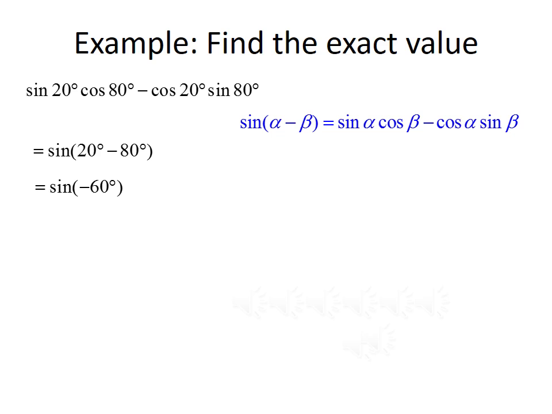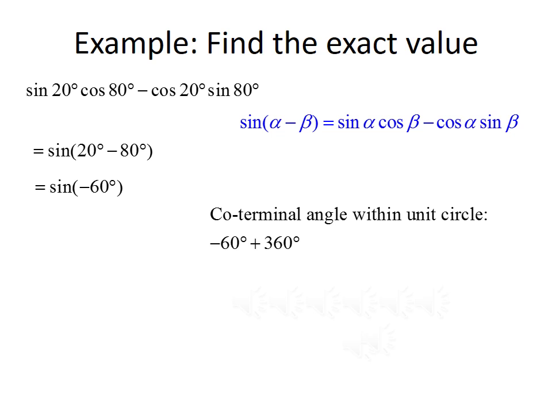But negative 60 is not going to be on our unit circle, so we want to find a coterminal angle. To find our coterminal angle, we're going to add 360 degrees to our angle of negative 60. So negative 60 degrees plus 360 gives us a coterminal angle of 300 degrees. And so the sine of negative 60 will be the same as the sine of 300, which, using our unit circle, appears to be negative root 3 over 2.